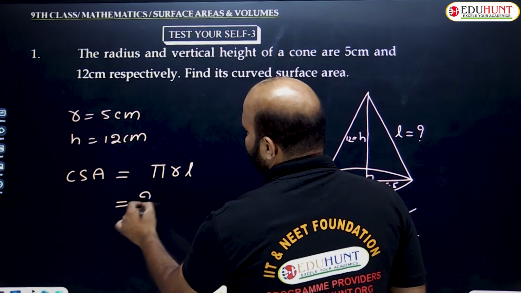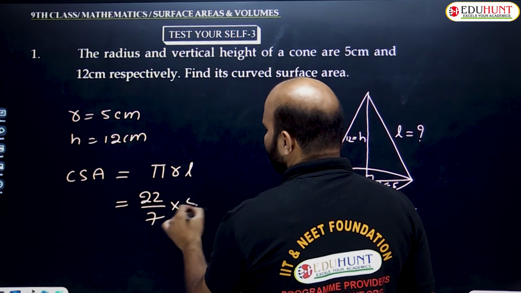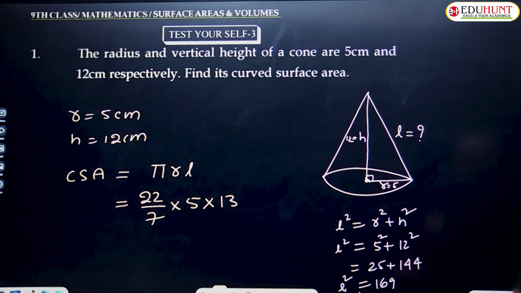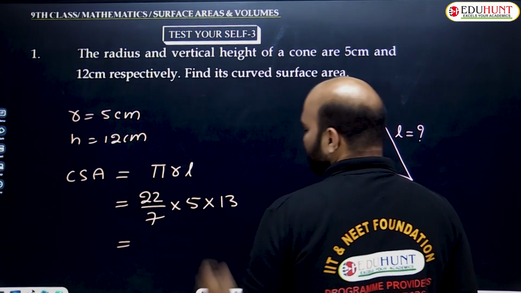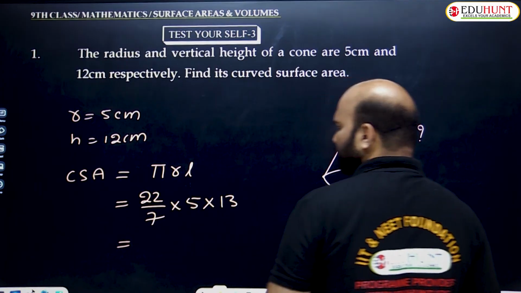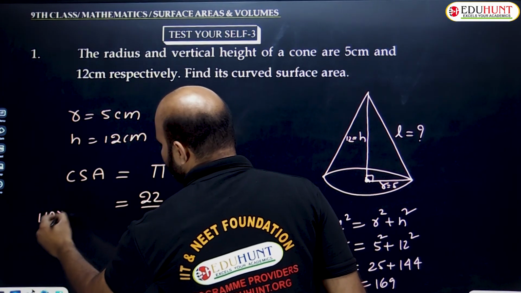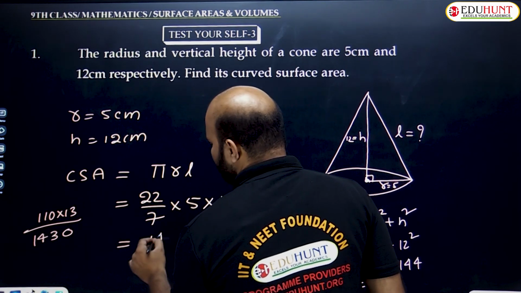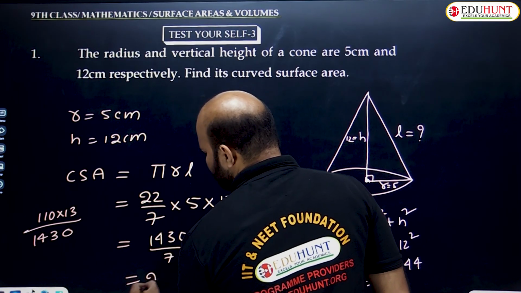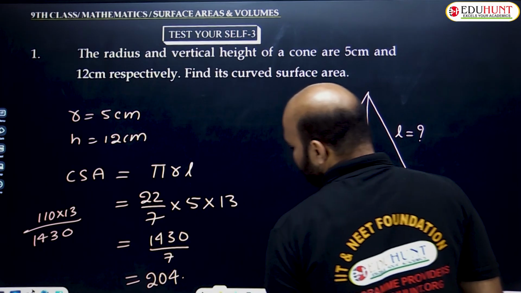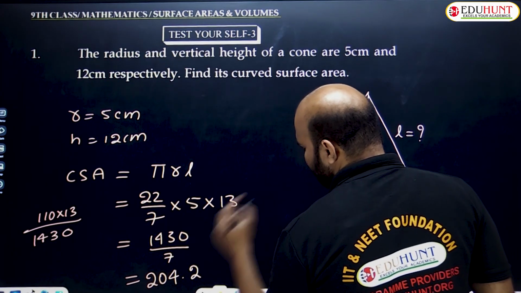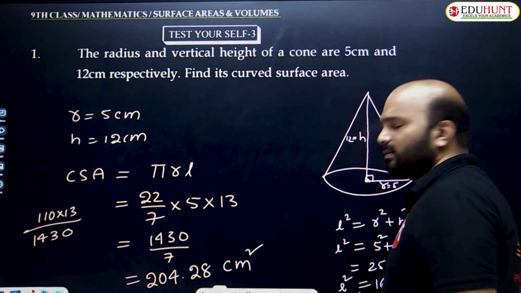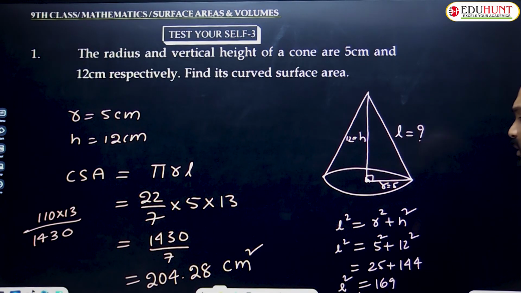So pi is 22 by 7, r is 5, and L is 13. The question asks for the curved surface area. 22 fives are 110. 110 into 13 is 1430. Then 1430 by 7 gives 204 with remainder 2, which continues as 204.28. Centimeters are given, but curved surface area is calculated in square centimeters. So 204.28 square centimeters is the required answer.